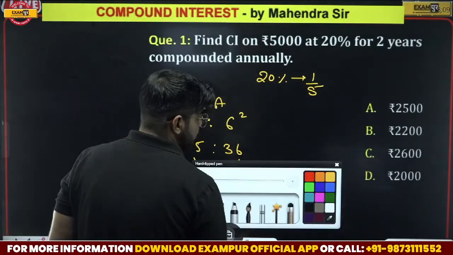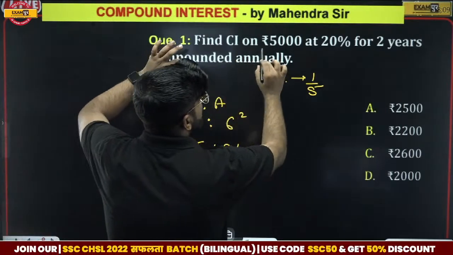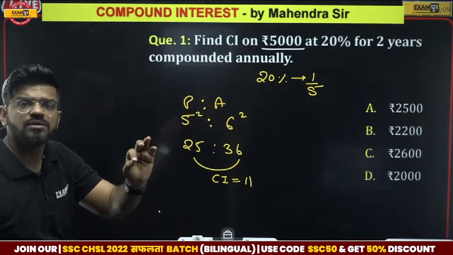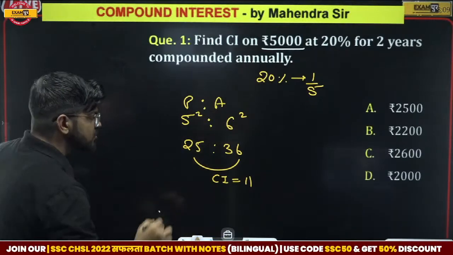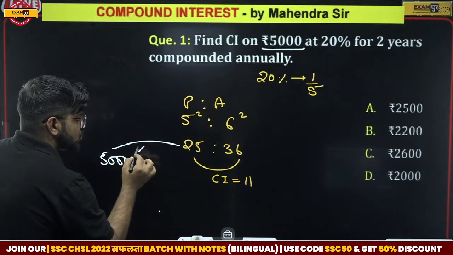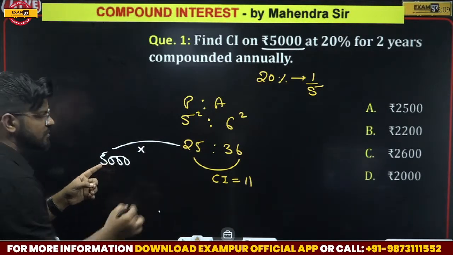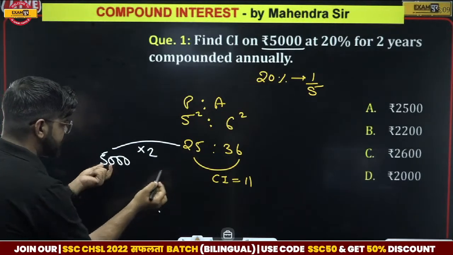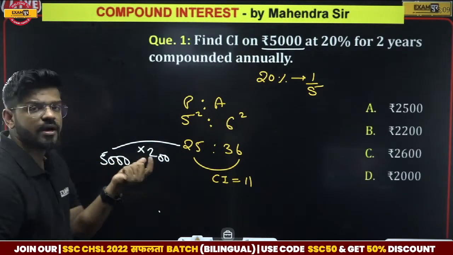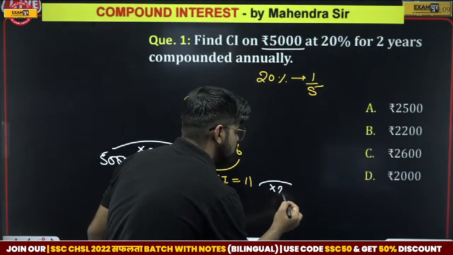Now according to the question, find the CI on this. 5,000 is given. What is 5,000? It is the principal. So just compare this with the principal. That means 5,000. So what should we multiply this by to get this? First multiply by 2, we will get 50 and 00. So we have multiplied by 200. To get the actual CI, just multiply by 200.